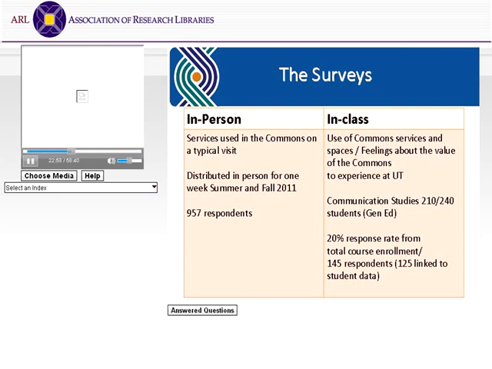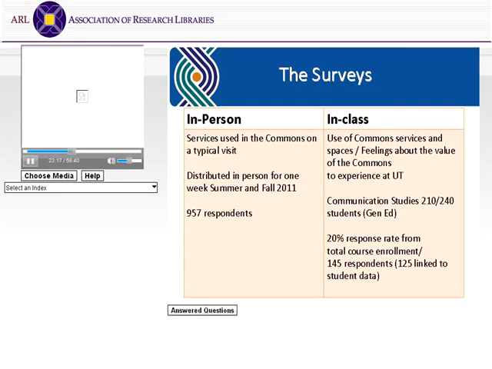This survey contained detailed usage questions with information on time spent on activities. It also included a section on student feelings and perceptions about the value of the commons towards their success at the university.